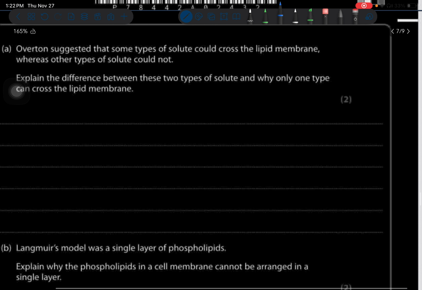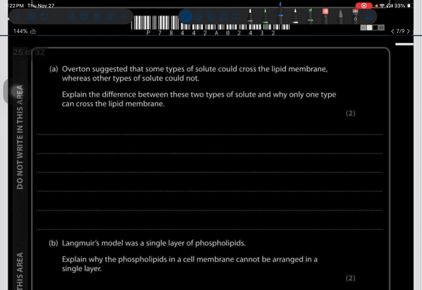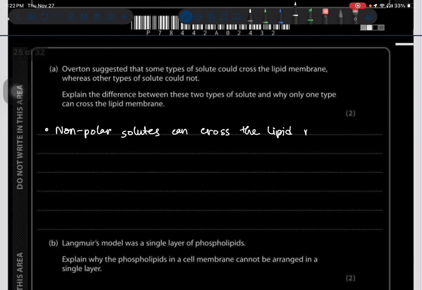So the question asks us to explain the difference between these two types of solute and why only one can cross the membrane. As I already said, non-polar solutes can cross the lipid membrane. This is because the lipids in the lipid membrane are non-polar. So let's go ahead and mention that.